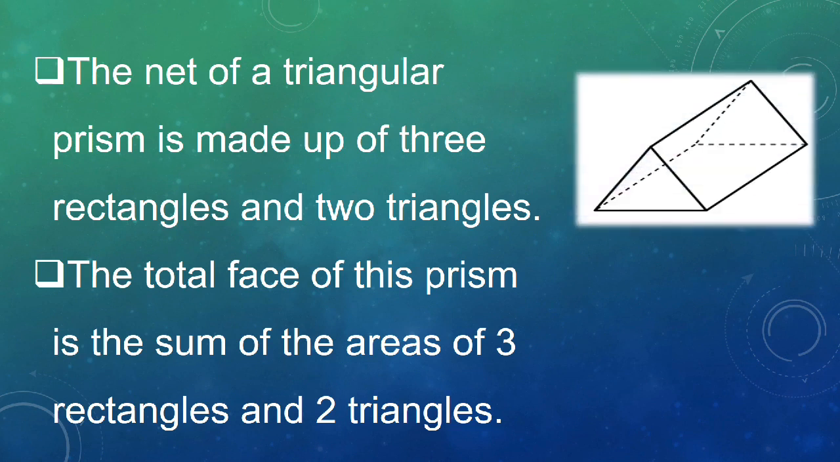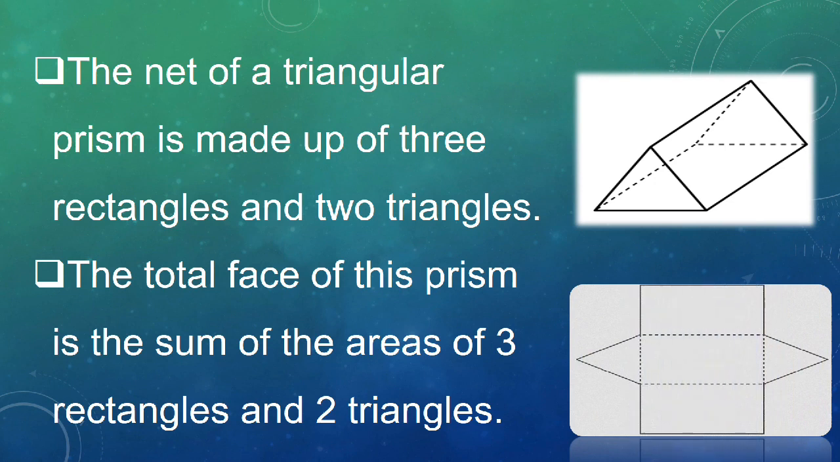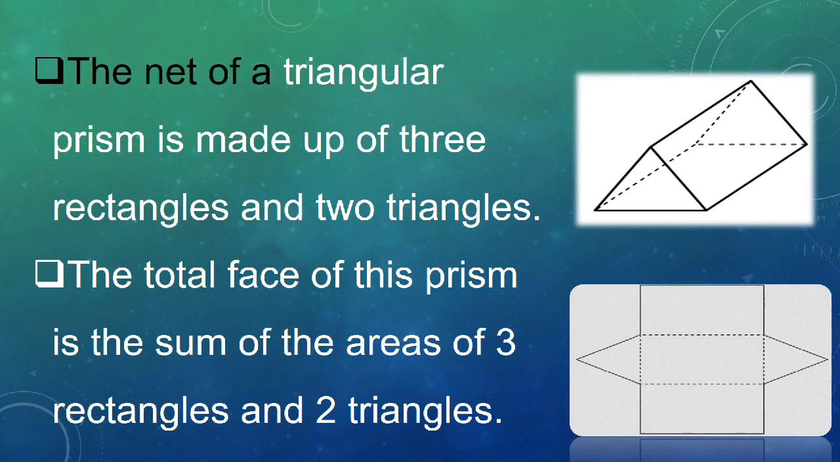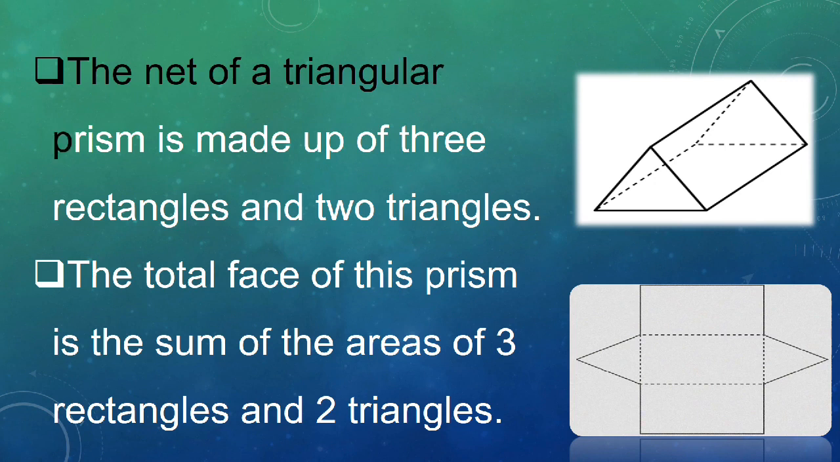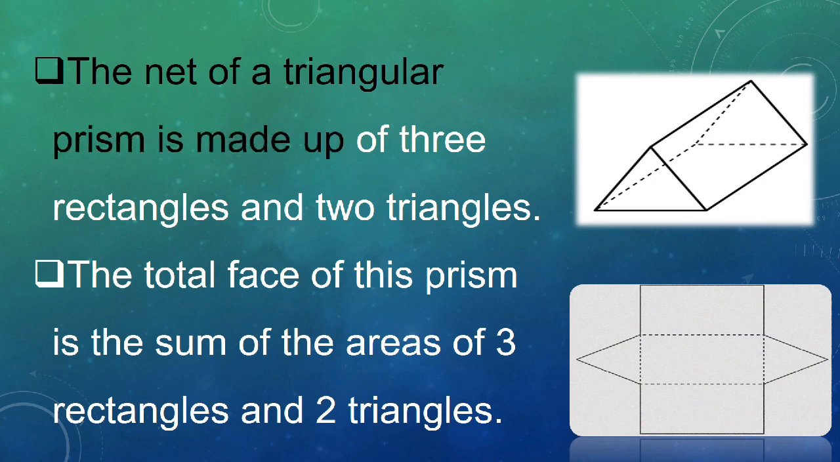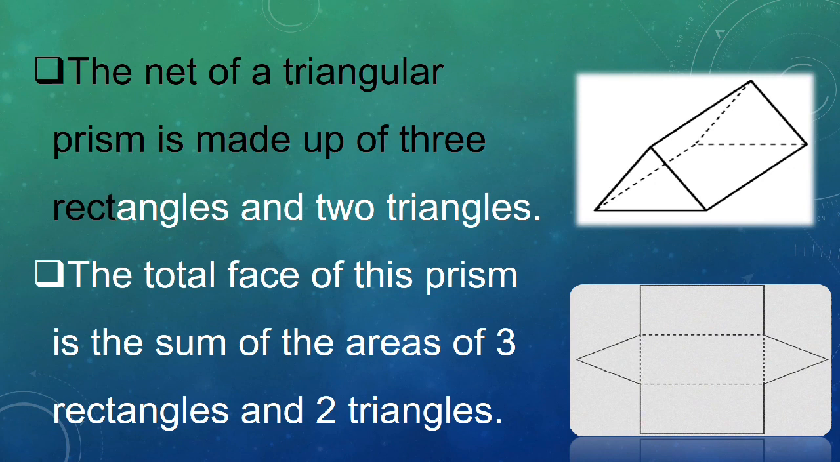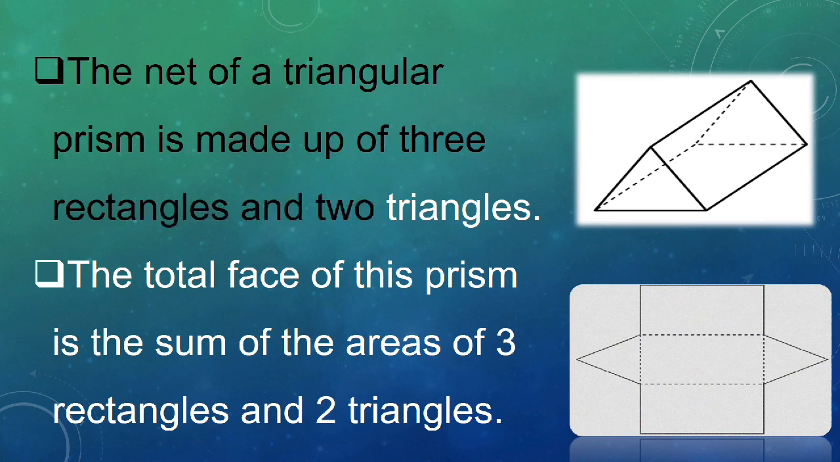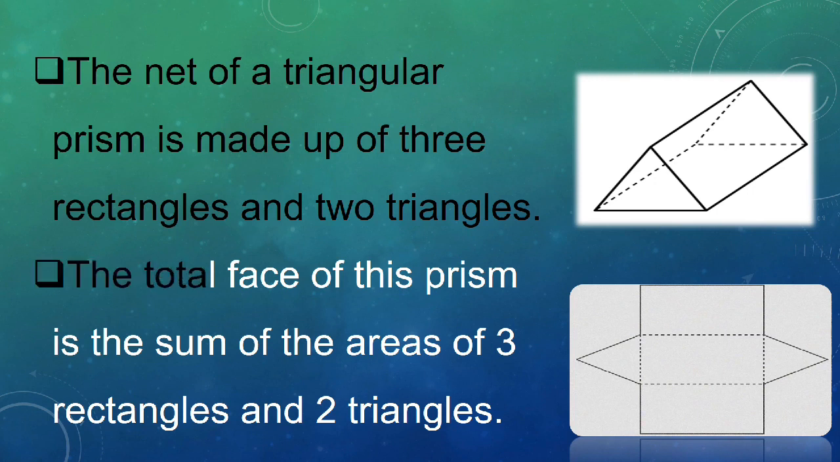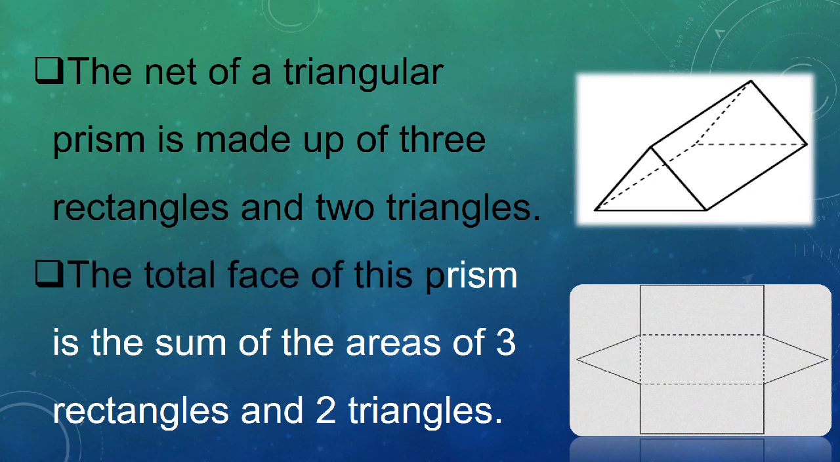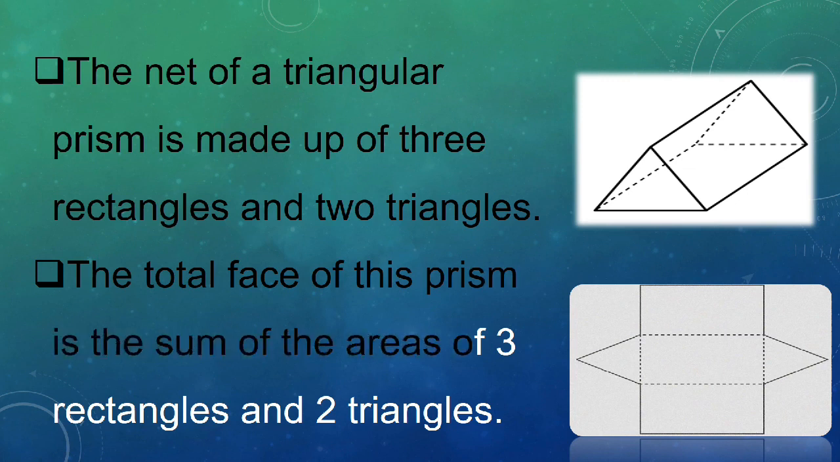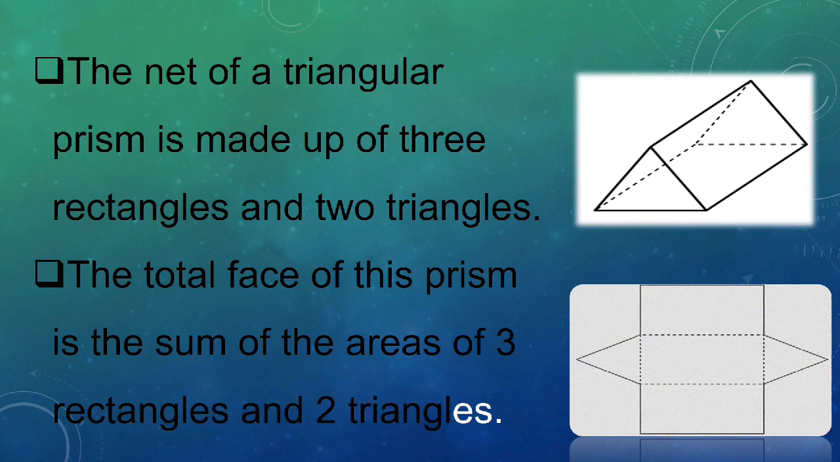Let's have this one, a triangular prism. Okay, the net of a triangular prism is made up of three rectangles and two triangles. So meaning the total surface area of this prism is the sum of the areas of three rectangles and two triangles.